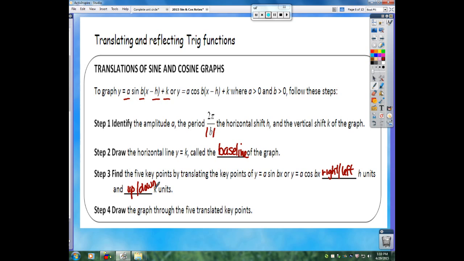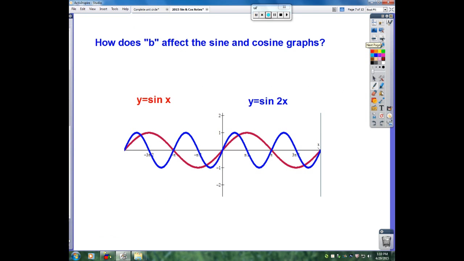Now the only thing that we've added new to these graphs that we haven't before, we've done A, H, and K before, is that B. So let's see how B is going to affect the sine and cosine graphs. Here's an example of a sine graph. It's going to do the same thing to the cosine graph. So in the parent sine graph, our period is 2 pi because the pattern repeats every 2 pi. We're looking at the one in red.